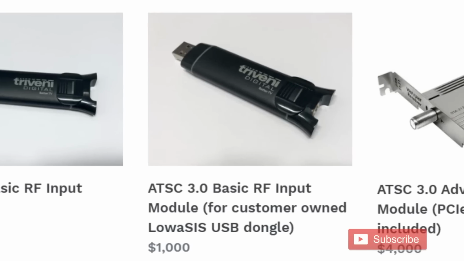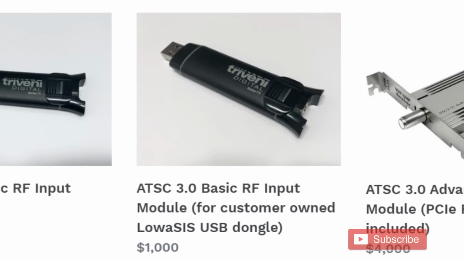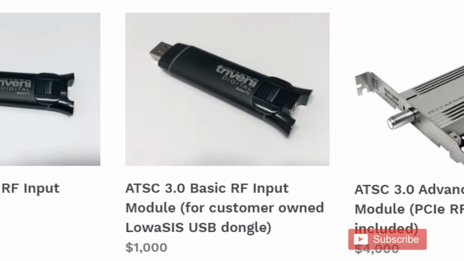I go to reach for the dongle, which I thought was in my laptop bag, and it's not in my laptop bag. No big deal. Maybe it's in my camera bag. It's not in my camera bag. Okay, maybe it's in the back seat. It's not in the back seat. Maybe it's under the seats. It's not under the seat. Mind you that this is a $1,000 dongle that was loaned to me by Ralph of Triveni Digital.